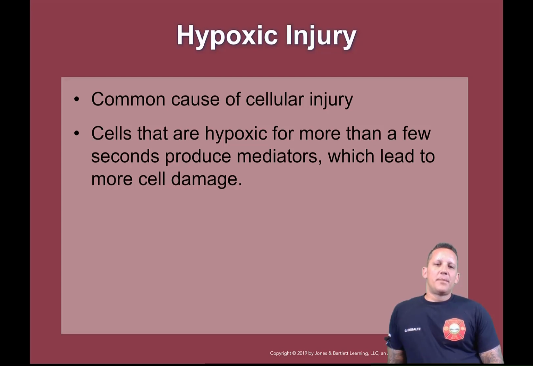Hypoxic injury is a common cause of cellular injury. Cells that are not receiving oxygen for more than a few seconds will produce a chemical mediator, which is a distress signal, which will create an inflammatory response and can create more cell damage.